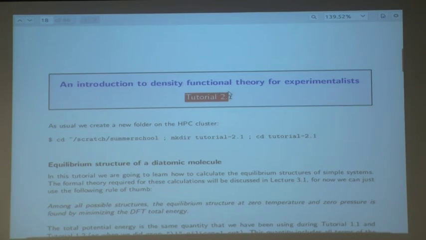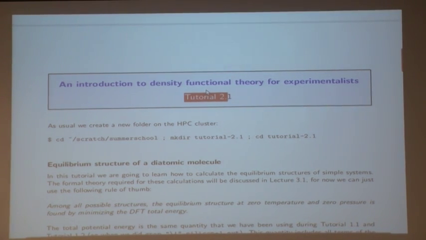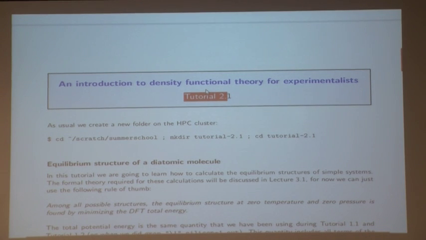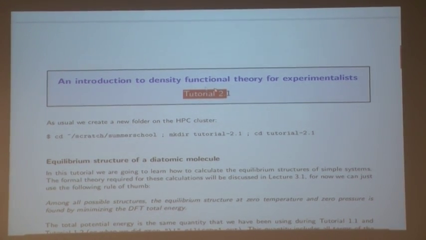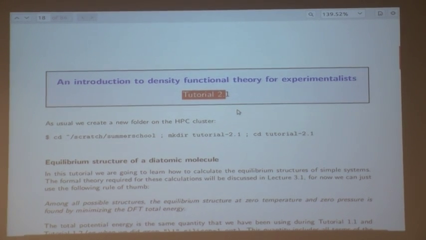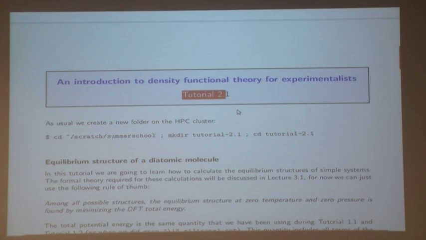This tutorial 2.1. Yesterday somebody asked me which one should we do and how should we proceed. The rule is very simple. Whenever we do something like tutorial 2.1, that means it's what I'm doing here in front of you, and that's really to go through things together. And then the number, for example today 2.2, is exercises for you to do on your own.